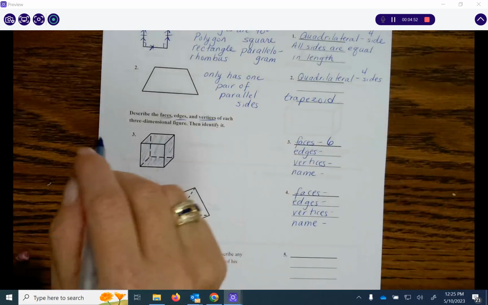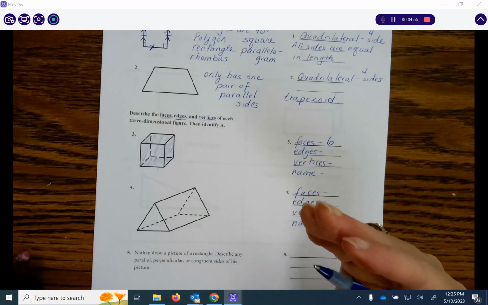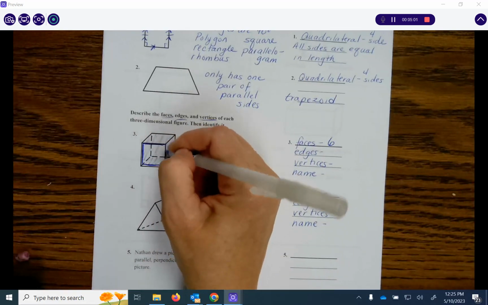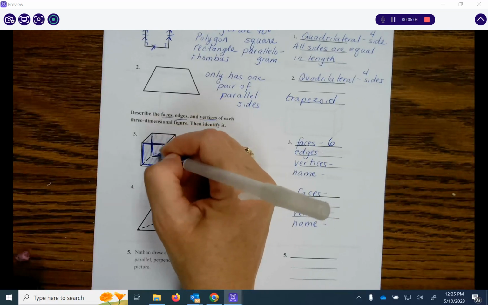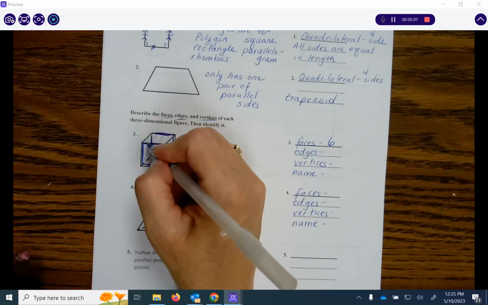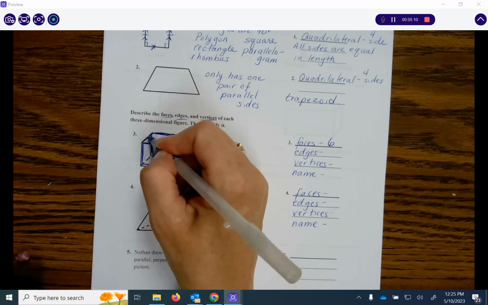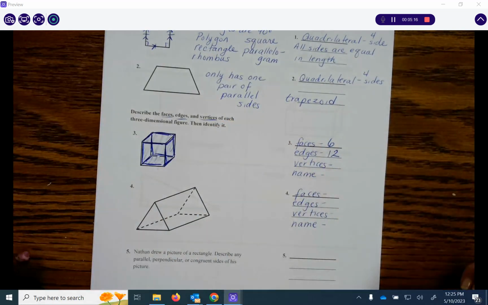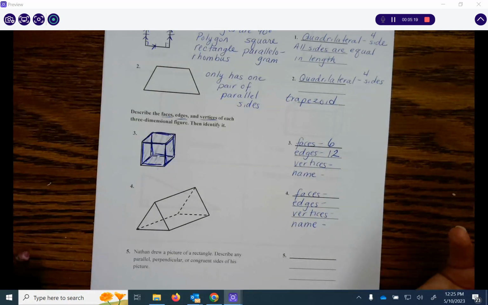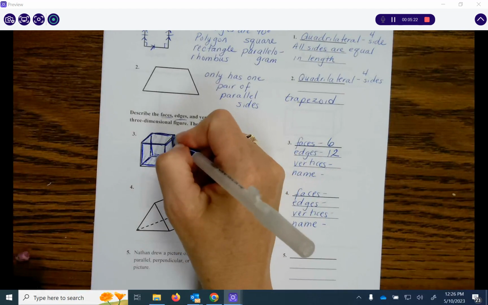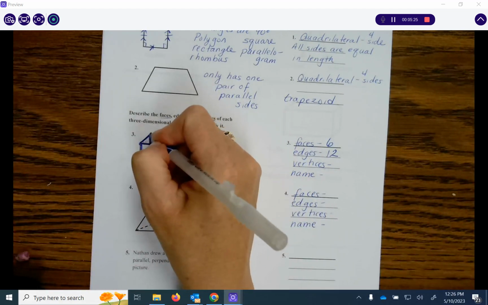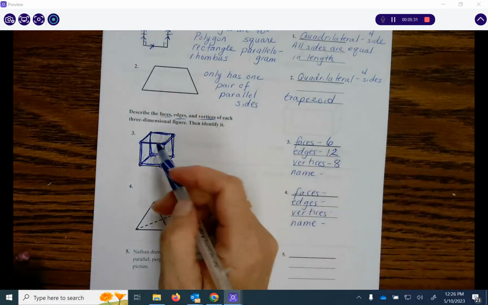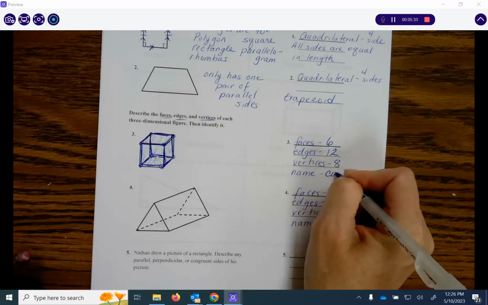For edges, they're the lines that are formed when the two faces join together. So I have 4 on the front, 4 on the back, 8, and then 4 connecting, 9, 10, 11, 12. The vertices are the corners where the edges come together. 1, 2, 3, 4, 5, 6, 7, 8. And this shape would be called a cube or cuboid.